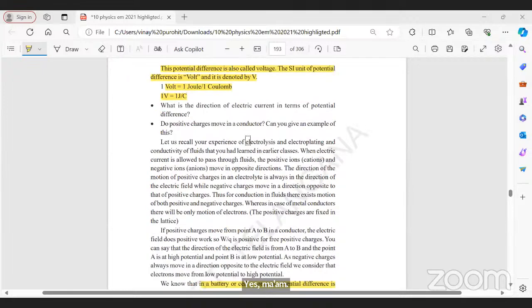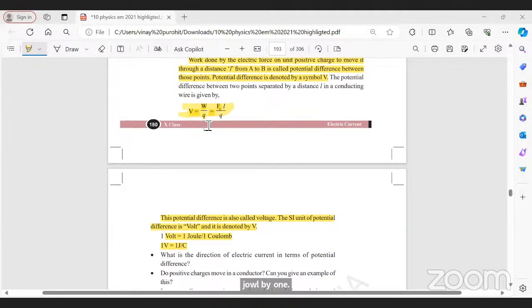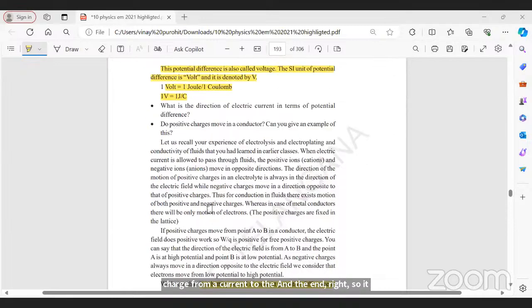Okay, thank you, students. This potential difference is also called voltage. So the SI unit of potential difference is the volt, and it is denoted by capital V. Here 1 volt is equal to 1 joule by 1 coulomb because it is work by charge. So work is done to bring the charge from one point to another. So 1 V is equal to 1 J/C.